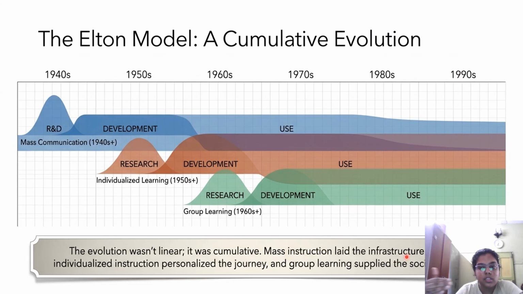Instruction on a massive scale built the infrastructure in such a way that individualized instruction personalized the journey, and group learning, supplied by society, also supported it. A lot of support was also being provided.